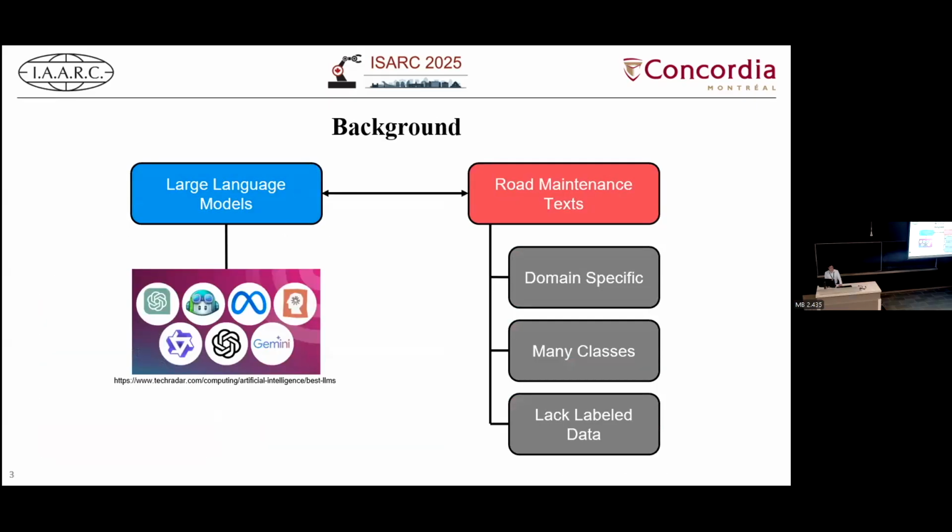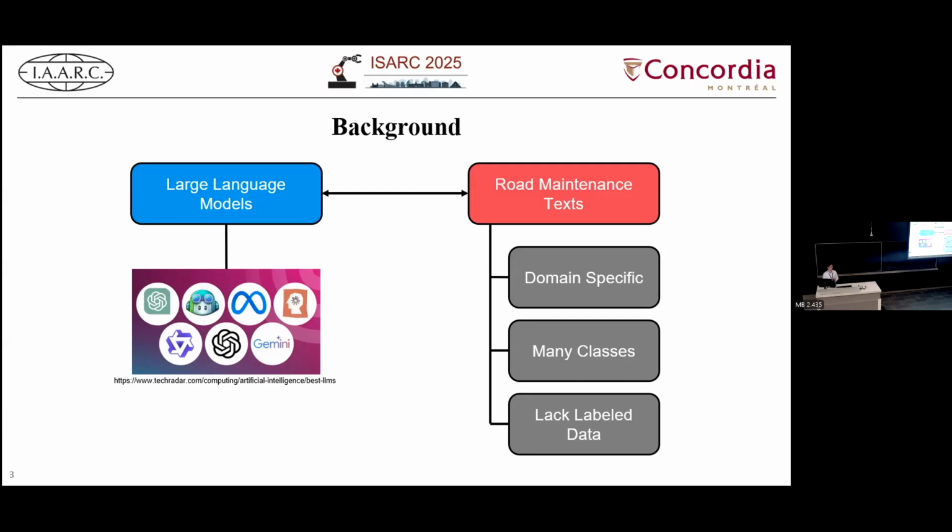So large language models, I'm sure you're all aware, are a very powerful way of classifying these texts now. They were trained on general domain texts to have task-agnostic knowledge. But there is a difficulty in applying them in road maintenance applications because road maintenance applications, like other engineering applications, are very domain specific. The vocabularies are different, tasks are different. So general domain knowledge might not apply.